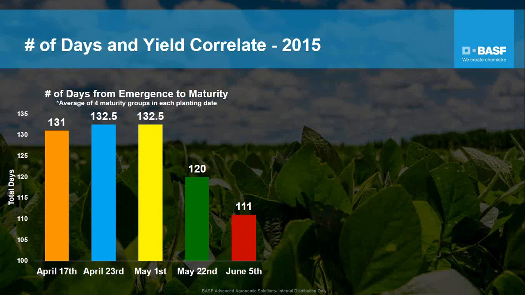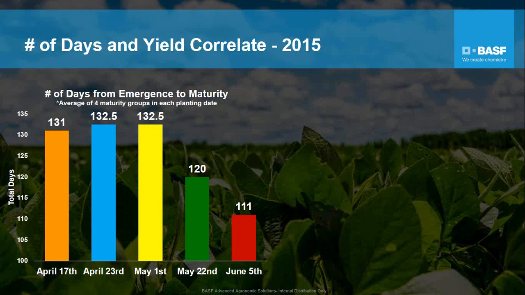And so this is an average of our 4 varieties, our 4 maturity groups, and that ranges from, in this particular case, a 2.9 to a 4.1. So that was our range of maturity groups. And this is an average across all 4. And you can see here that basically regardless of whether we planted on April 17th or May 1st, we had the same total number of days from emergence to maturity. And in conjunction, our growing degree units were relatively similar as well.